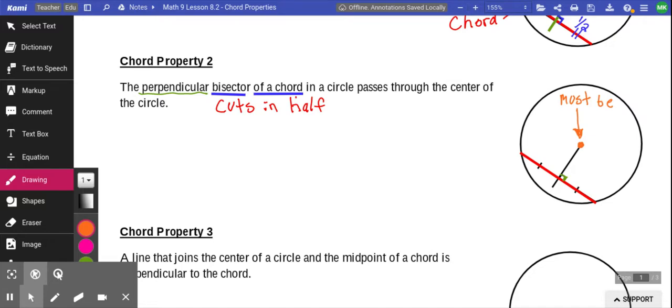So you have a perpendicular bisector of a chord. Perpendicular means 90 degrees. Bisector means cuts it in half. Of a chord, which is my red line, it means that other line must have gone through the center.